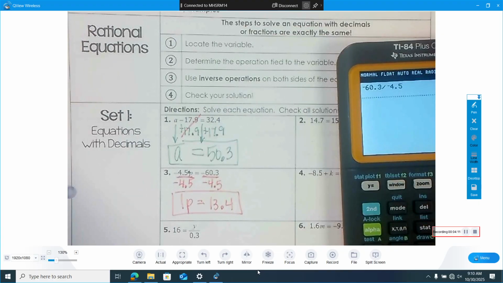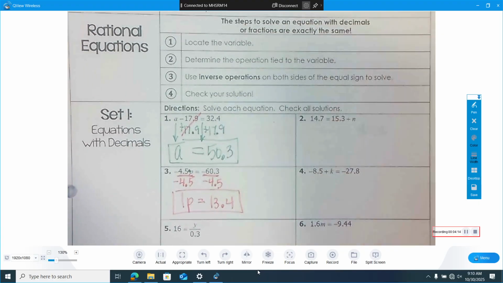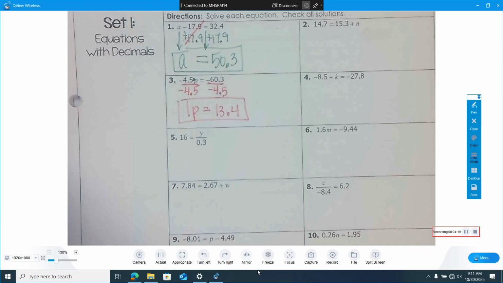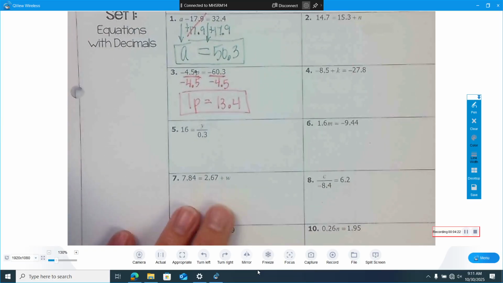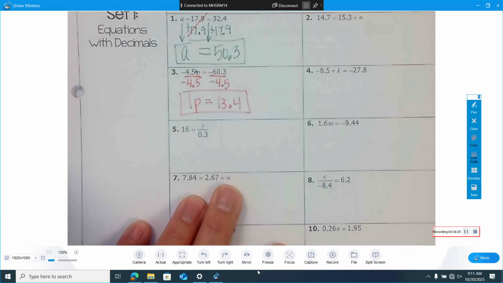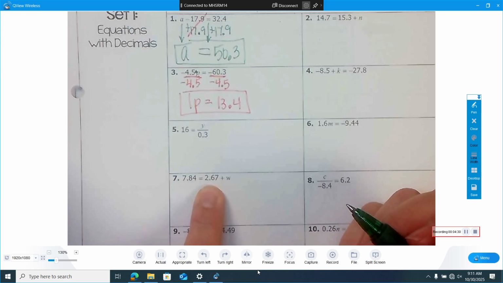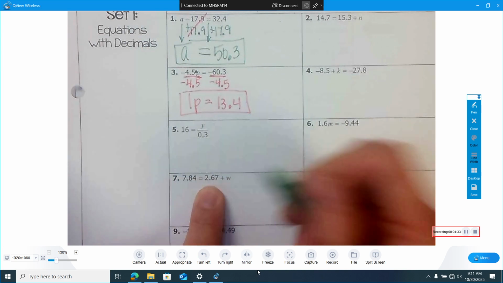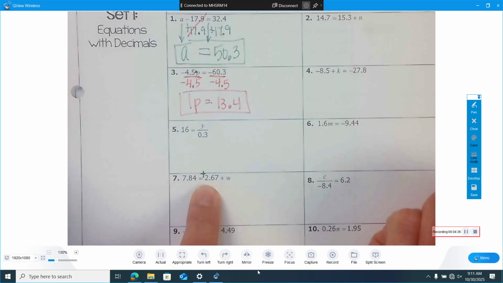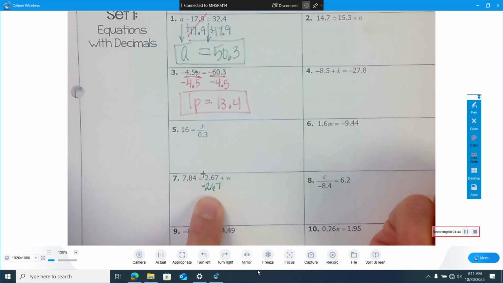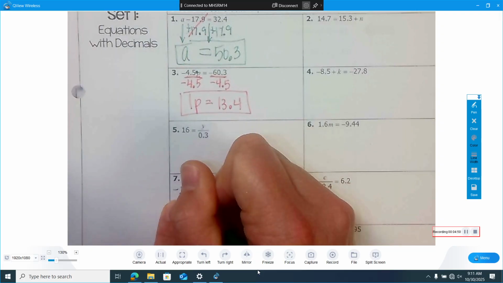Super duper. Let's look at number 7. We want to get W by itself. What do we need to get rid of? 2.67. How are we going to get rid of 2.67? Subtract it. Right now it's a positive 2.67. So if I want to get rid of that positive 2.67, I need to subtract 2.67 from the right and from the left. Why do we have to subtract it from the right and the left?